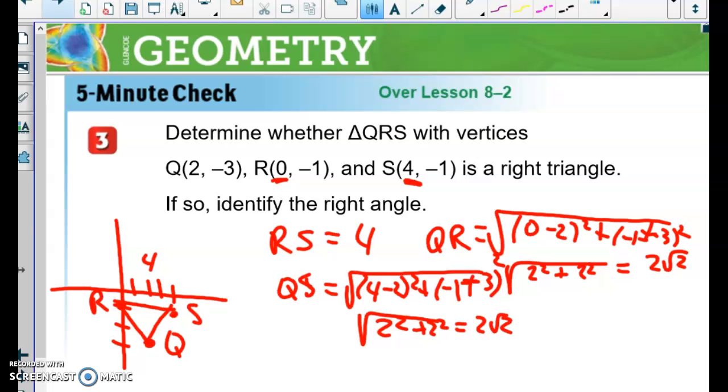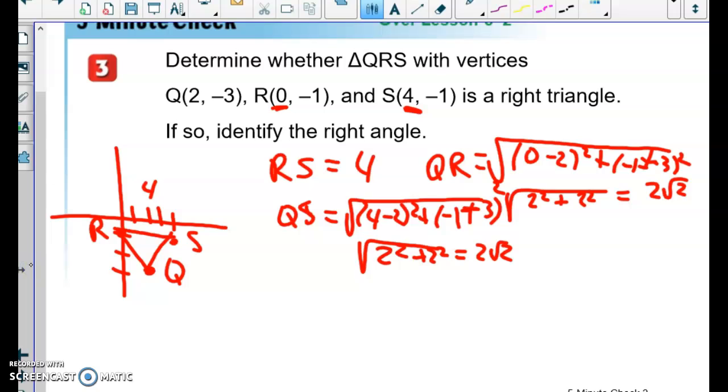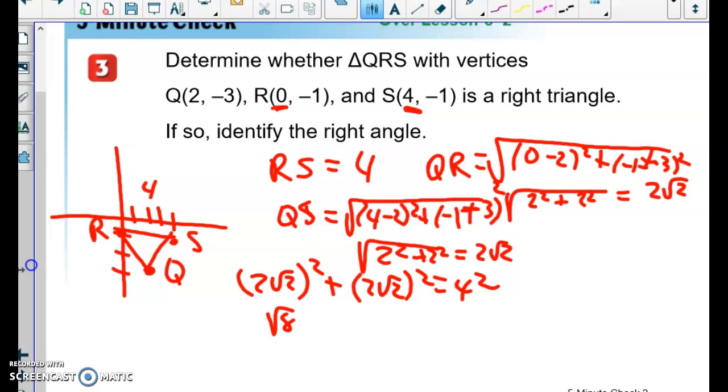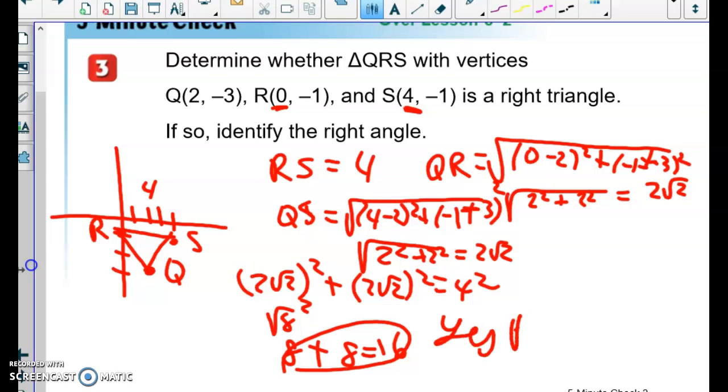So I want to know if 2 root 2 squared plus 2 root 2 squared equals 4 squared. Well, we know that this is the square root of 8. Square root of 8 squared gives me 8, plus 8 equals 16. So, yes, it's a right triangle.